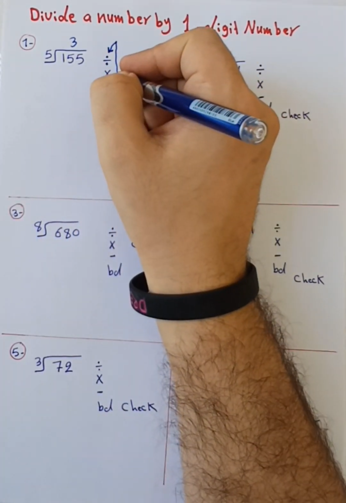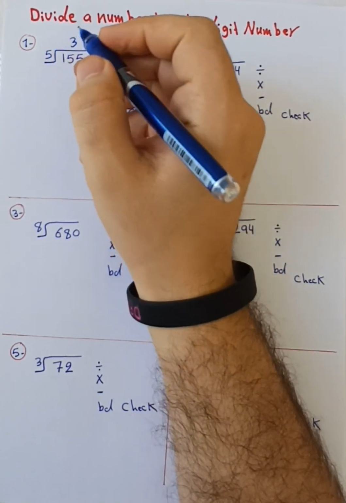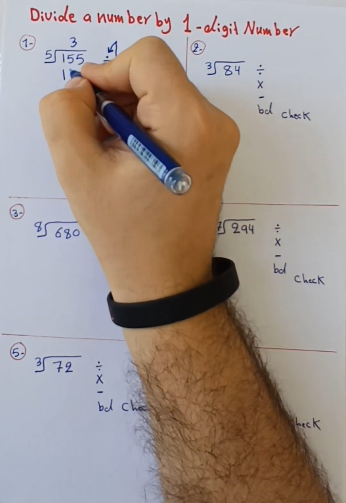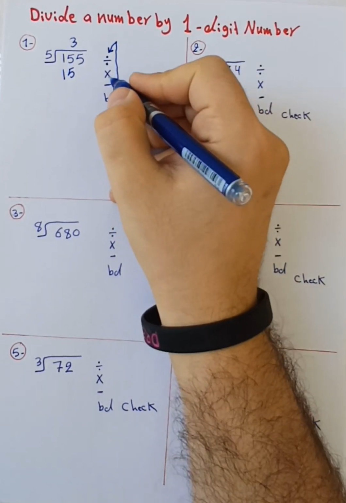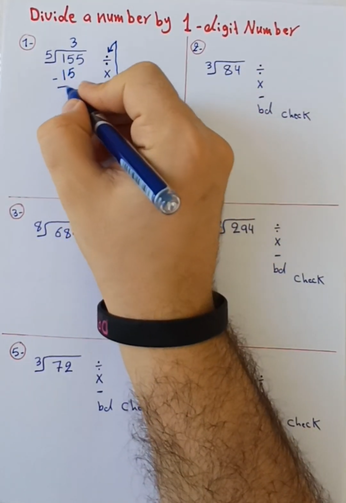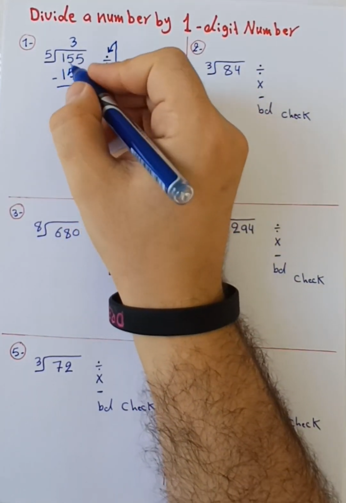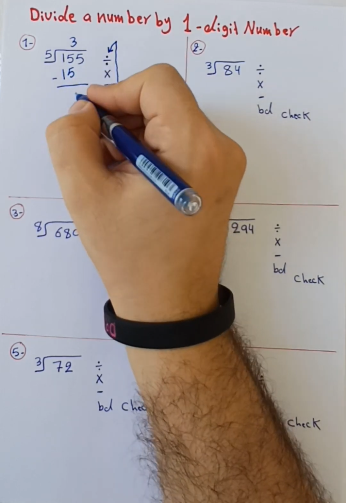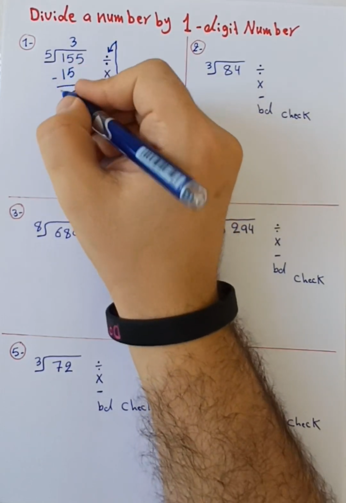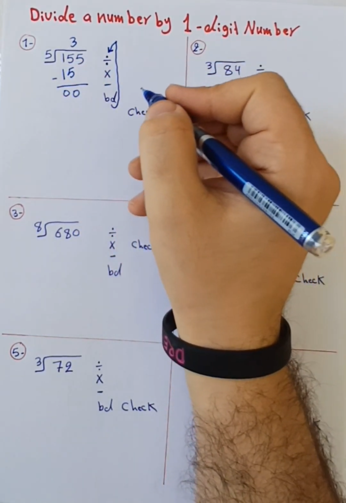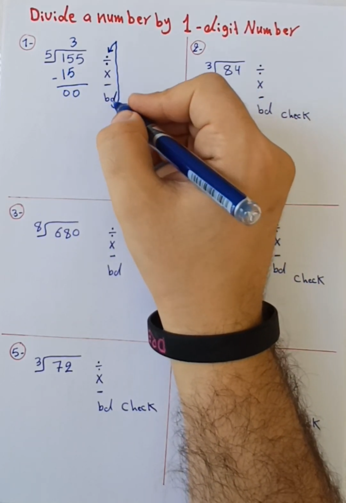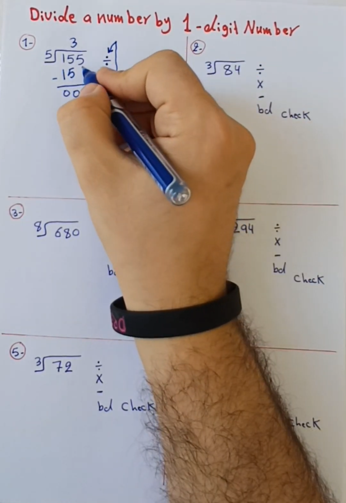After divide, you have multiply. 3 times 5 equal to 15, and then after multiply you have subtract. We have to subtract these two numbers together. 5 minus 5 equal to 0. 1 minus 1 equal to 0. And then after subtract, you have bring down. You have to bring down this 5.